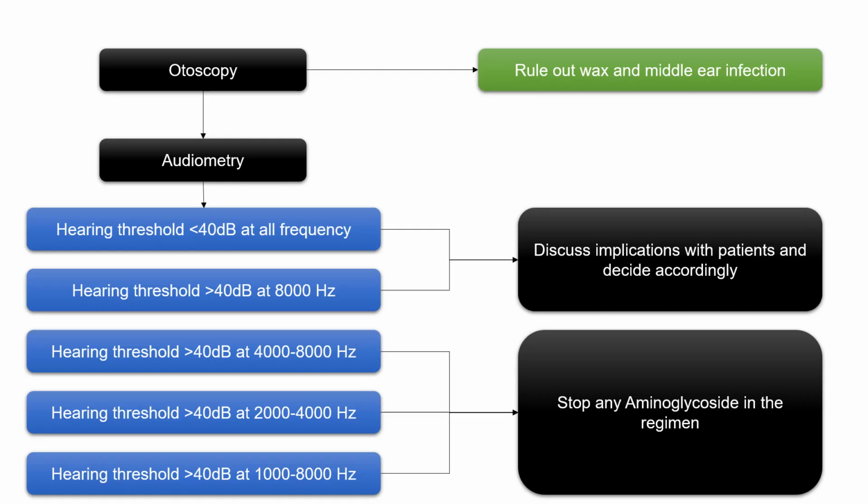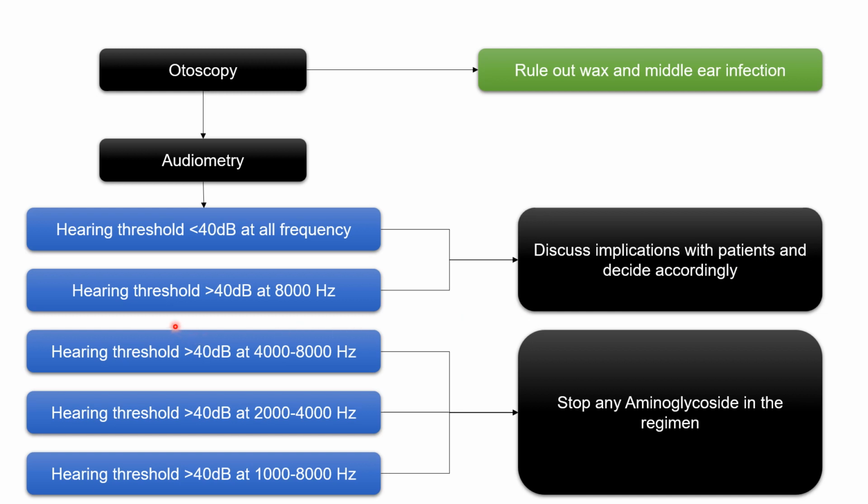So how do we approach this? First, a case comes with suspected hearing loss. We have to obviously rule out wax and middle ear infection, so we do an otoscopy. If those have been ruled out, we do an audiometry. If the hearing threshold is less than 40 decibels at all frequencies, or the threshold is more than 40 decibels only at 8000 Hz, we have to discuss the implications with the patient and decide accordingly.